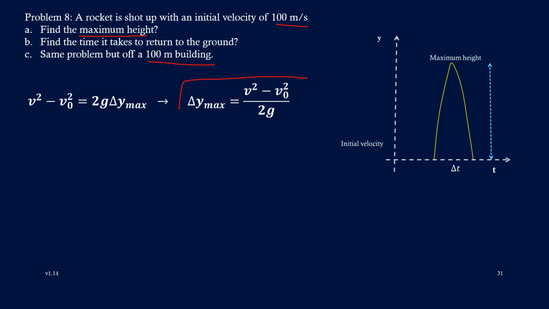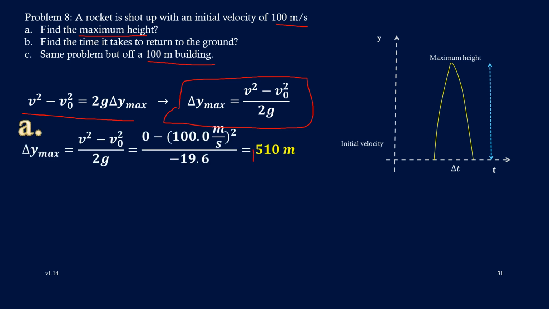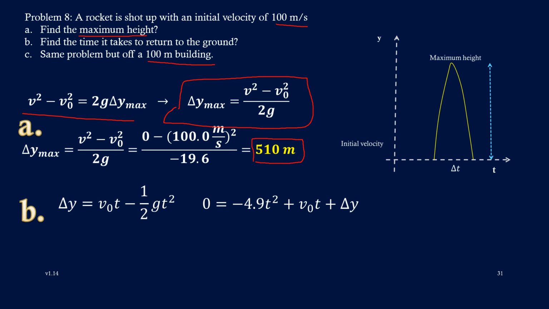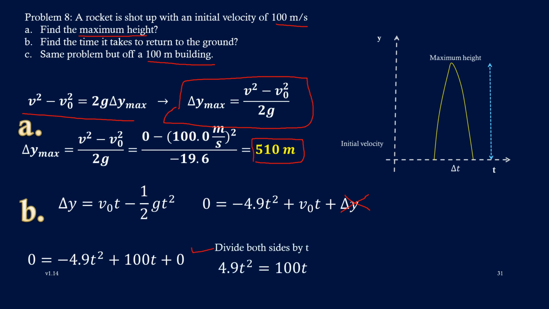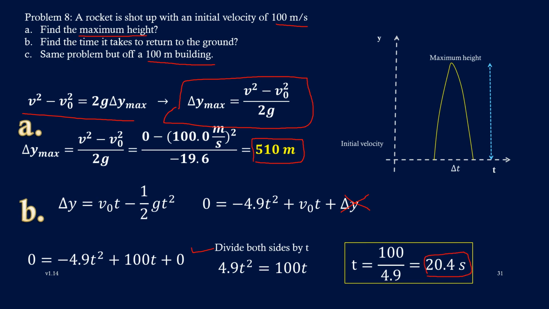And so we solve for delta y max using this equation. Okay, and we get 510 meters. So that is the maximum height. That's delta y. Now to find the time it takes, well, we simply use this equation right here, this acceleration equation, and this is going to be 0 right here. So we have this equation down here, and we just solve for t, and we get t is equal to 20.4 seconds.